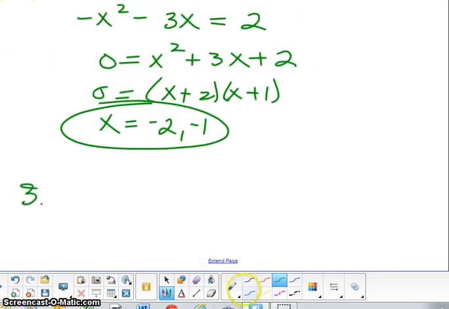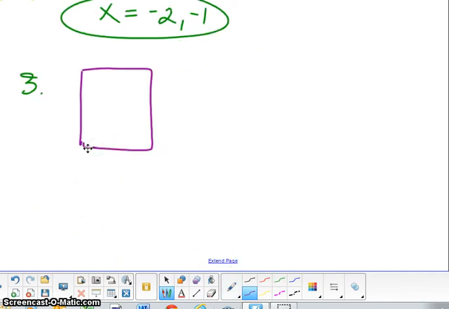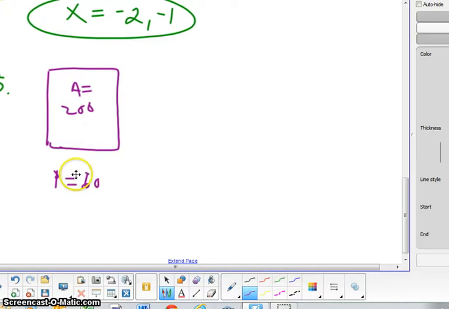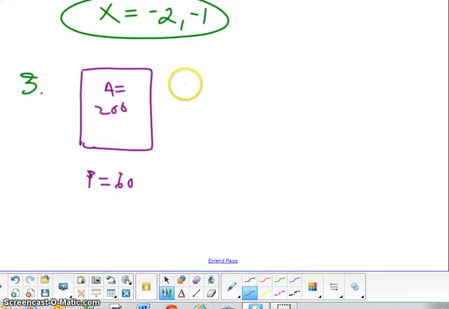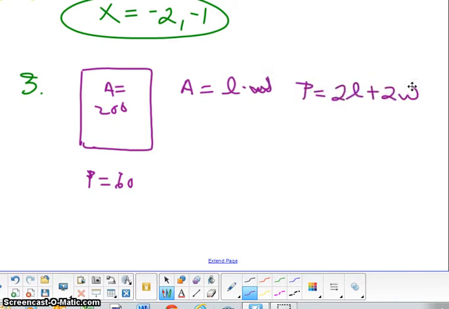Number 3. You have a rectangular garden plot, and in this garden there is an area of 200 square yards and a perimeter of 60, and we have to define the dimensions. So on this particular one, we have to know two formulas. Area equals length times width, and then perimeter equals 2L plus 2W. Okay, and then if the perimeter is 60, I'm going to go ahead and put that in this place.